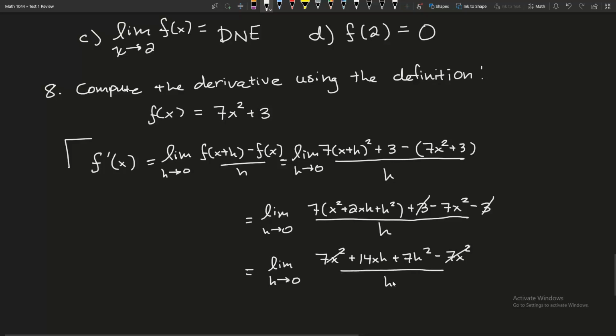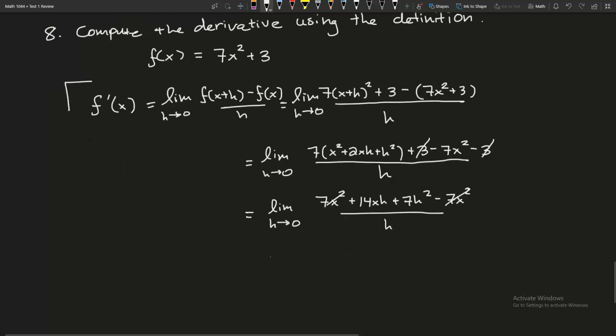And then the last thing we need to do is just factor out an h on top. Remember, the goal is to cancel that h in the denominator. That's what's preventing us from evaluating the limit. So when you take out the h, we'll get 14x plus 7h. And this is what cancels with the h in the bottom.